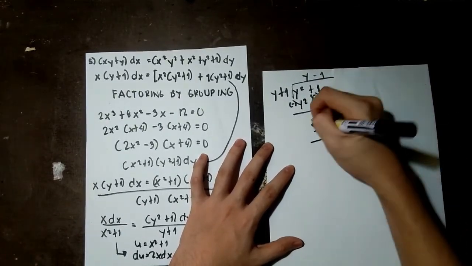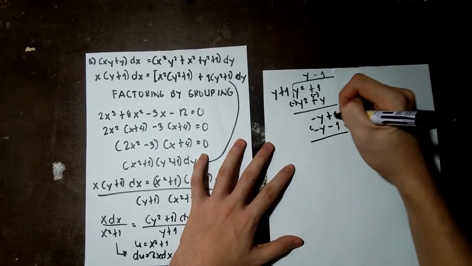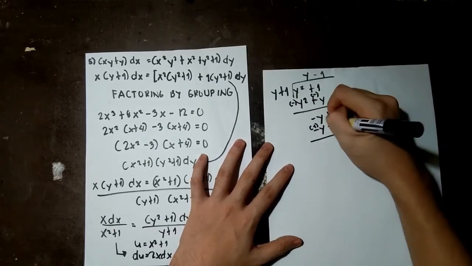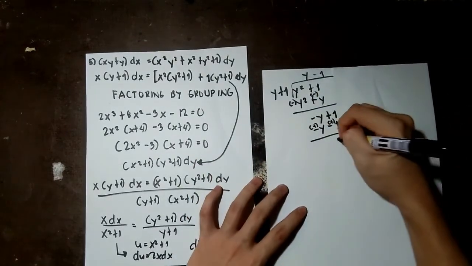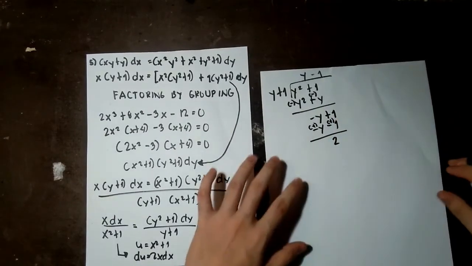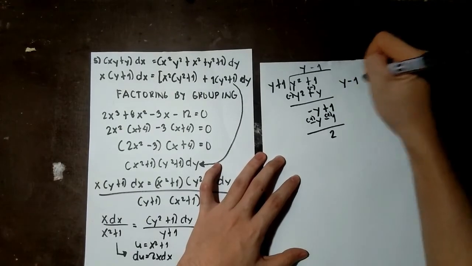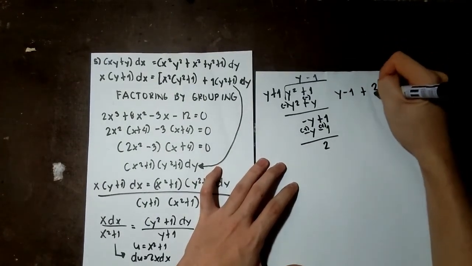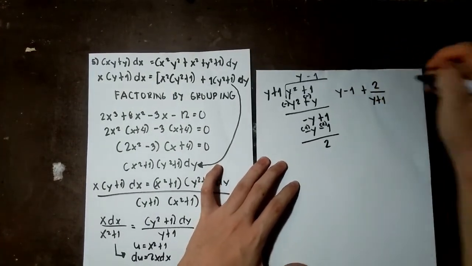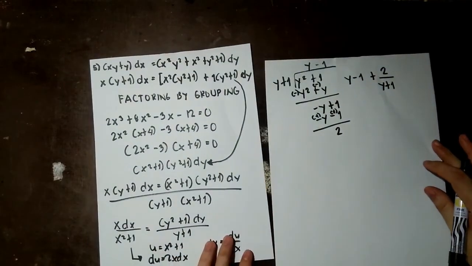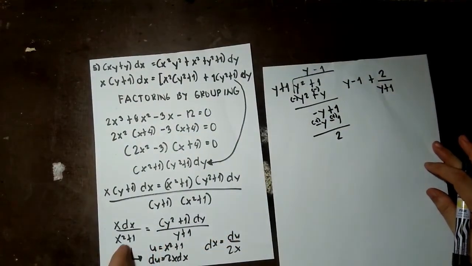So again, change ng sign nyo sa baba. So magiging positive na to. So ito magiging positive na din. So may matitira na 2. So ang magiging final answer sa division na ito ay y minus 1 plus 2 over y plus 1. Then proceed na tayo dun sa pag-solve ng problem.